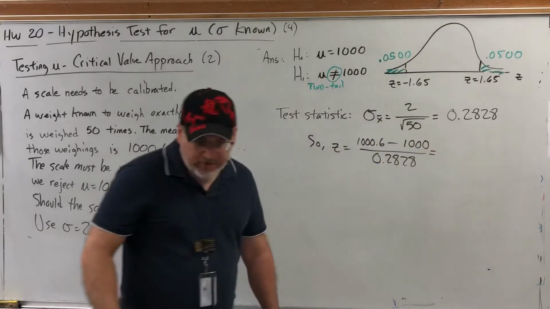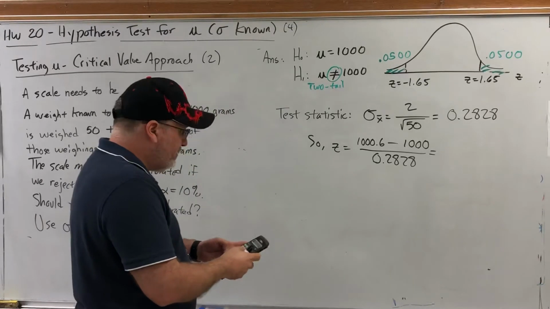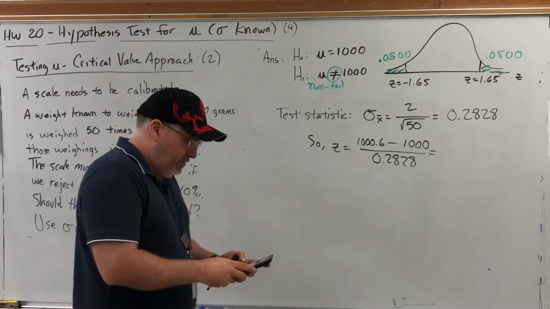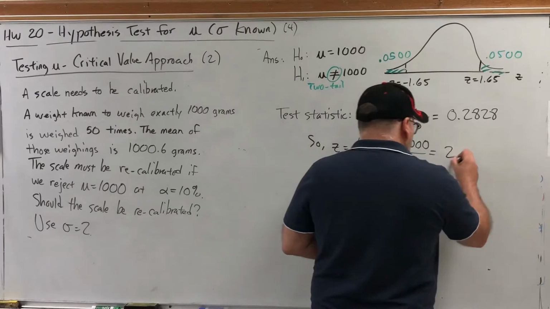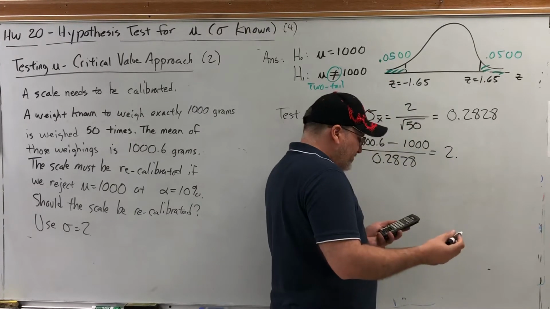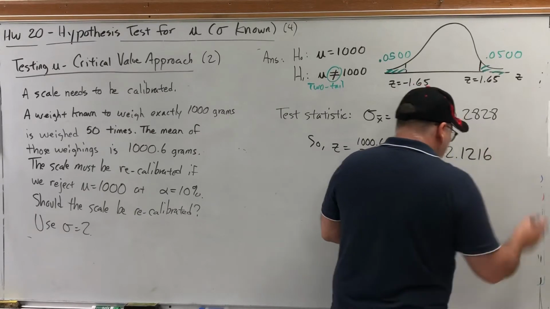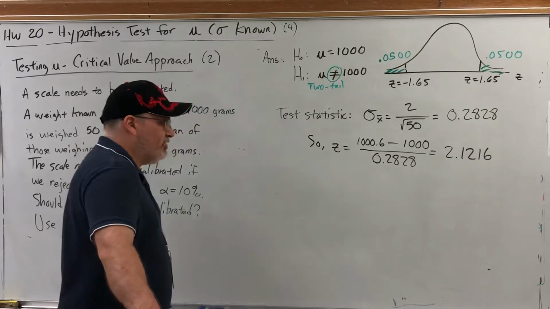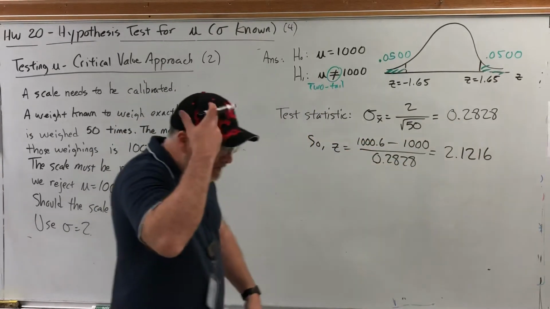This is going to be a really small value because the numerator is just 0.6 divided by 0.2828. Did I say small value? I meant to say large value. Well, it's all relative, but z equals 2.1216 if you round it to 4 decimal places. Dang, I should have stopped while I was ahead. Totally botched this up in my head.